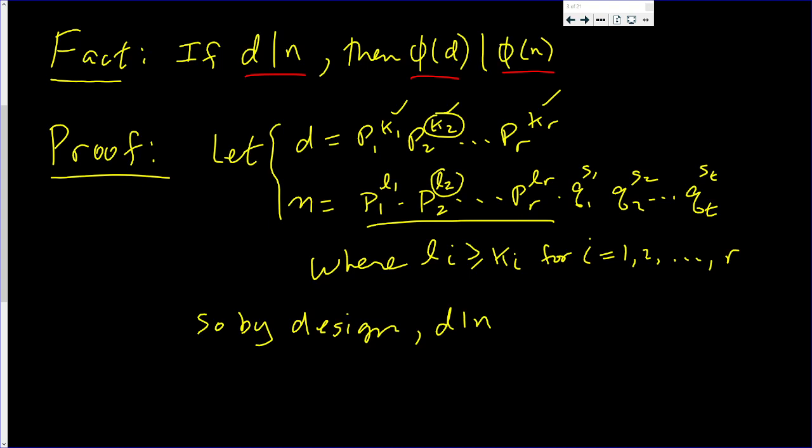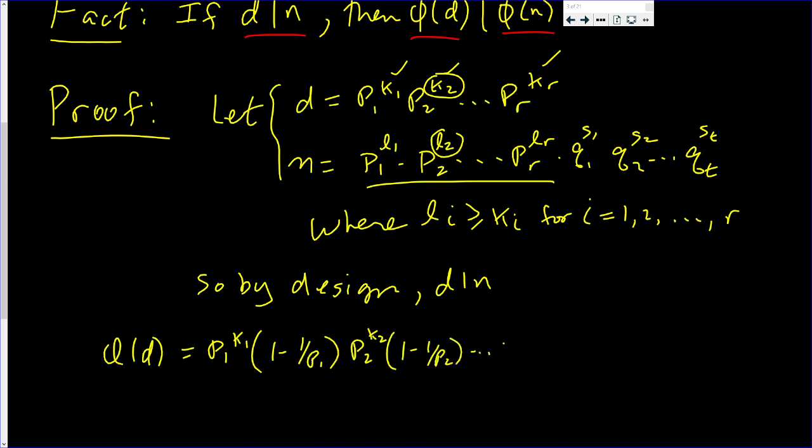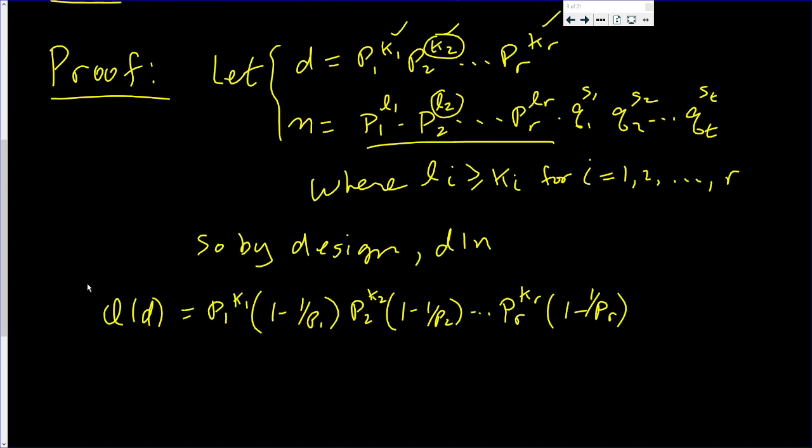Now, what is phi of D and phi of N? Phi of D is P1 to the K1 times 1 minus 1 over P sub 1 times P2 to the K2 times 1 minus 1 over P sub 2, all the way up to P sub R to the K sub R times 1 minus 1 over P sub R.